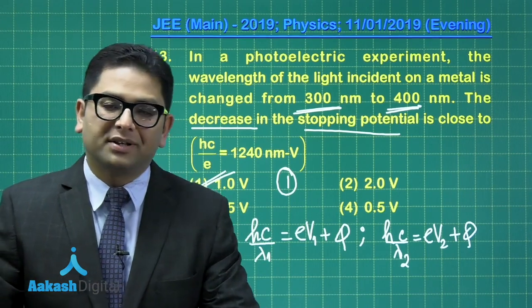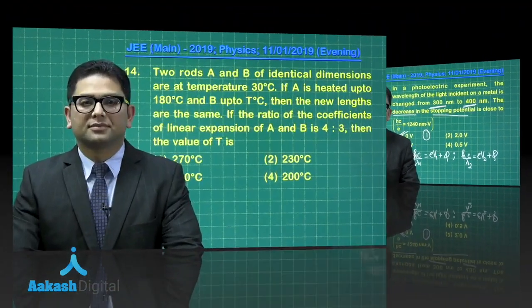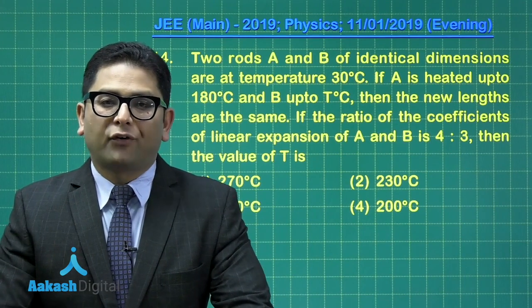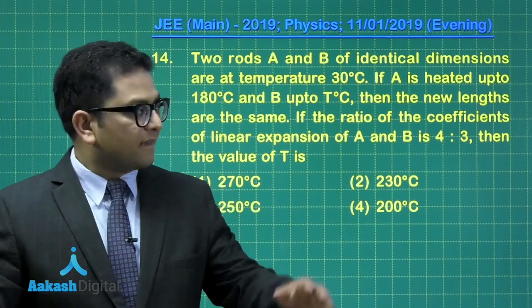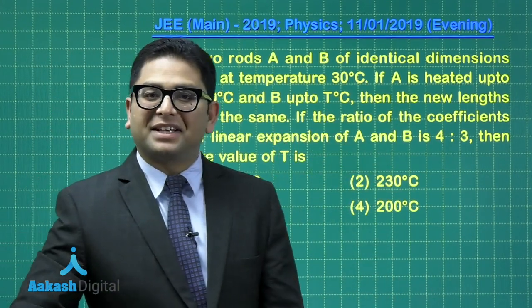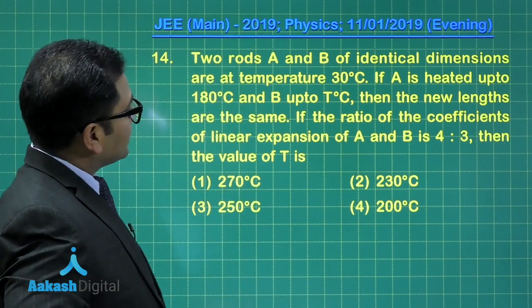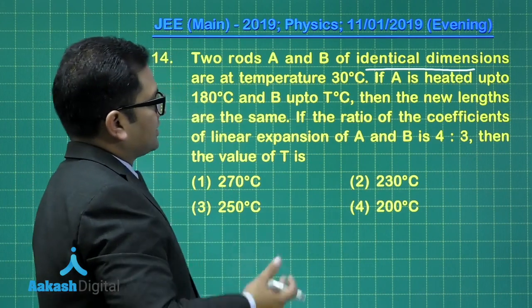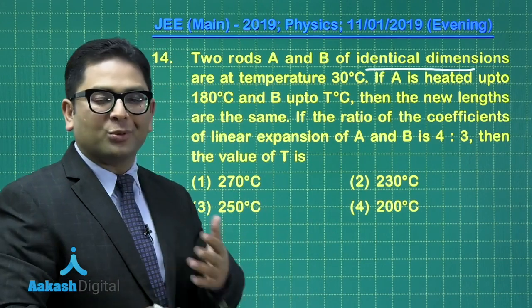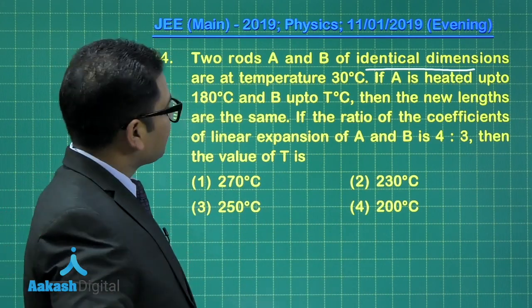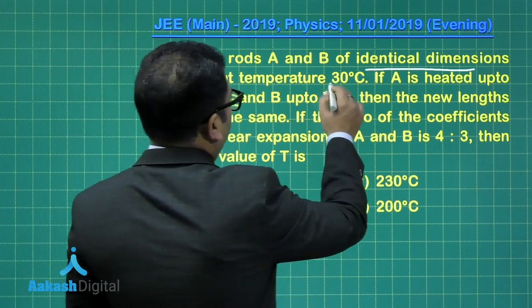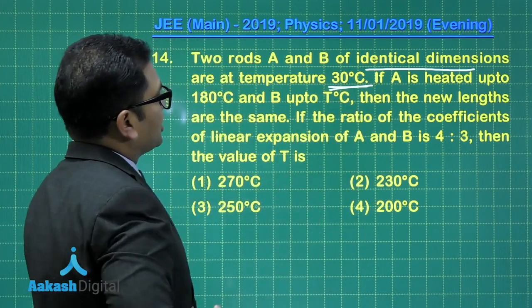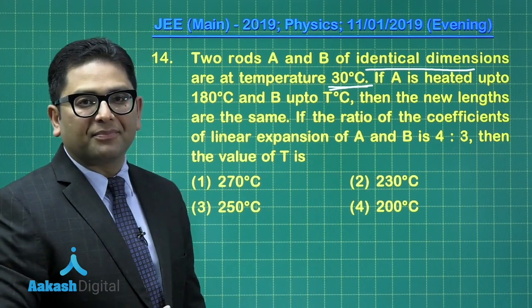Time to move to question number 14 now. Question number 14, another question from heat and thermal expansion. Let's see. It says that two rods A and B of identical dimension, that means the length, area, volume, everything is the same, identical, are at temperature 30 degrees centigrade. So the initial temperature is also the same.